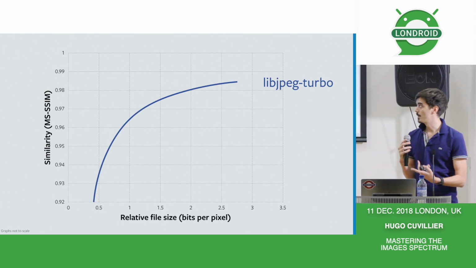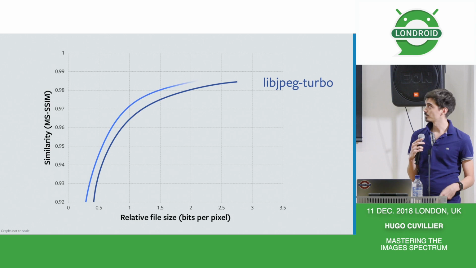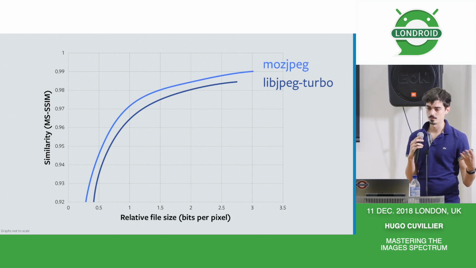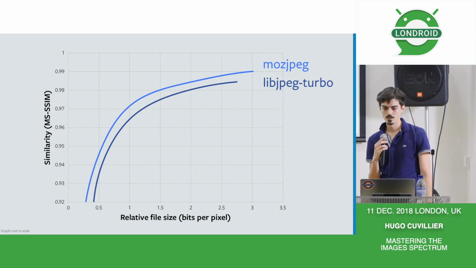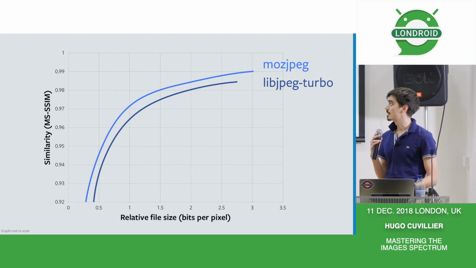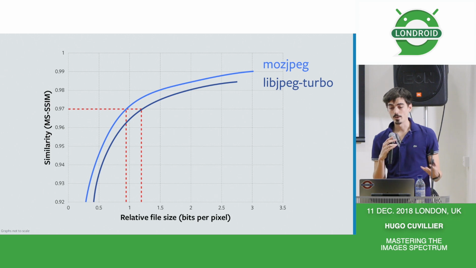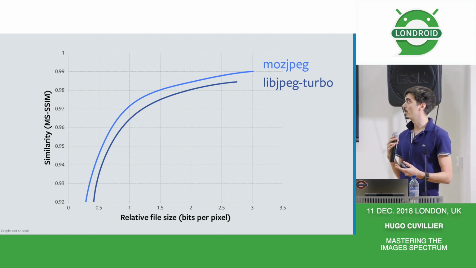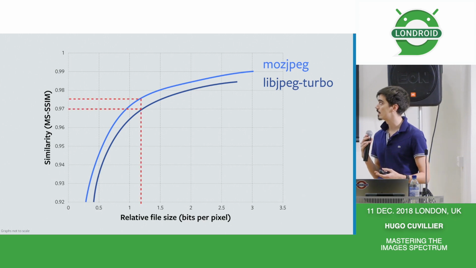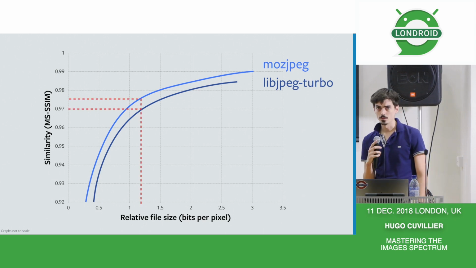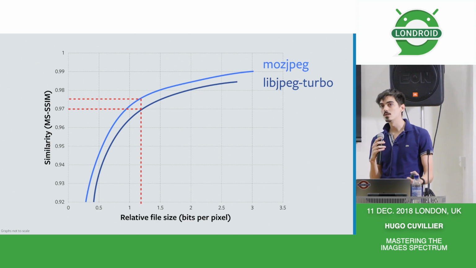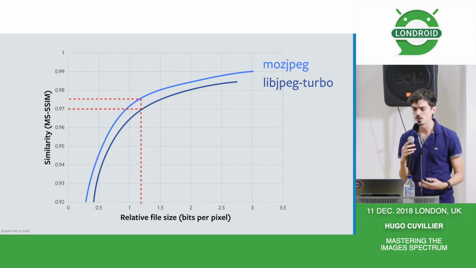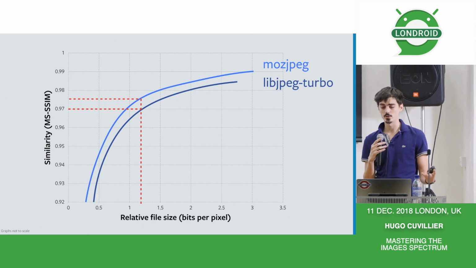Now, if we draw the same curve but for MozJPEG, we can see that it's consistently on the top left of the libjpeg-turbo curve. That means that we can either get a smaller file size for comparable quality, or we can optimize for quality and get a better quality for a similar file size. For reference, depending on the image and some of the conditions, the image size improvements are between 5 and 15%, which can be quite considerable when you've got a lot of images that you're uploading.